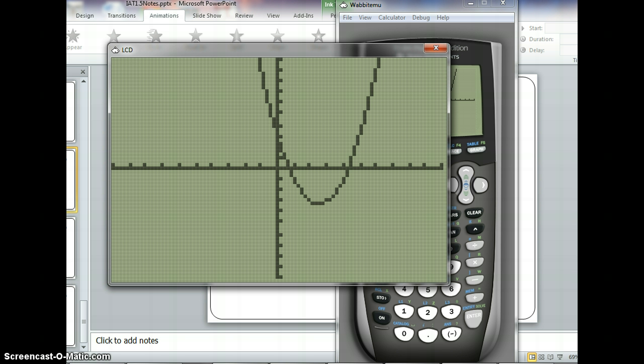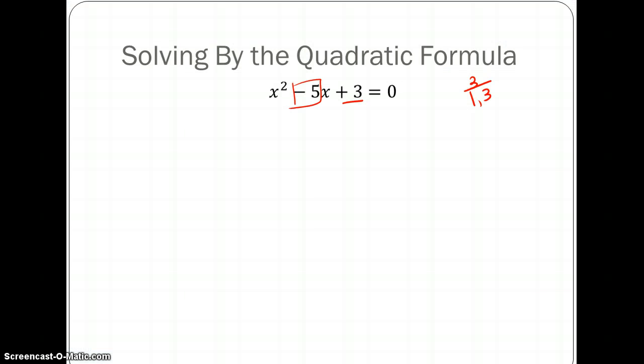Absolutely not. If you look, I just pulled up the graph of this, and we can clearly see that there are going to be solutions to this equation. There are definitely two x-intercepts, and we need a way to find these. So there are definitely solutions to this equation. However, factoring is not going to be a method that works.